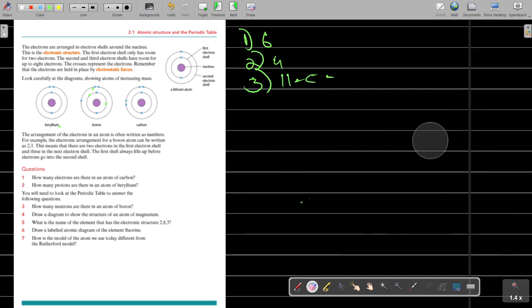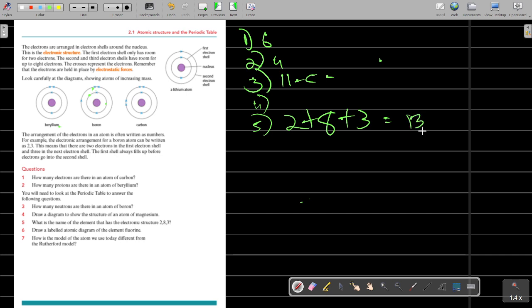And next, fifth question. What is the name of the element that has the electronic structure 2, 8, 3? So you should do it as 2 plus 8 plus 3, which is equal to 13, which is aluminium.